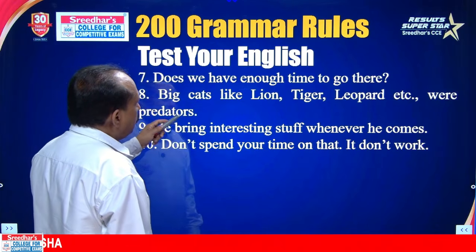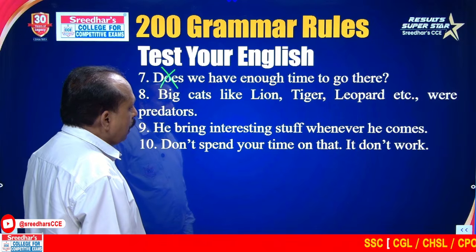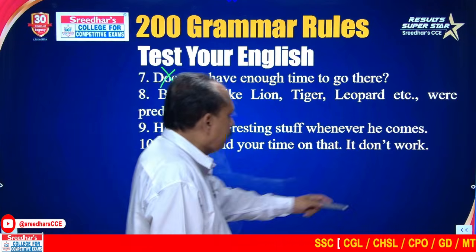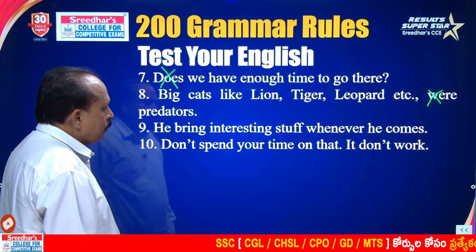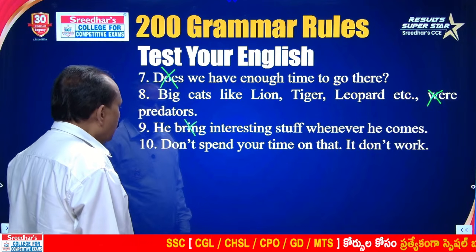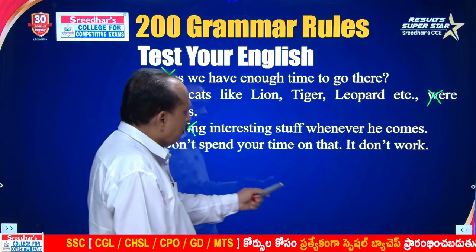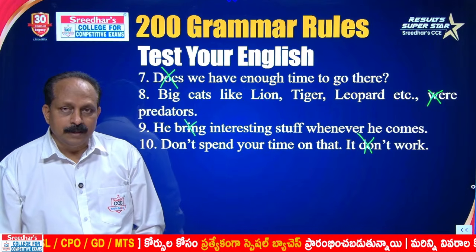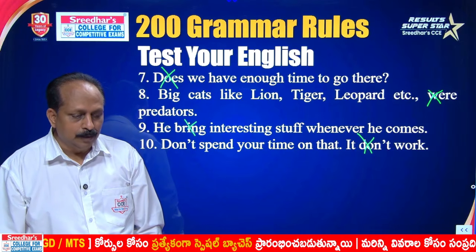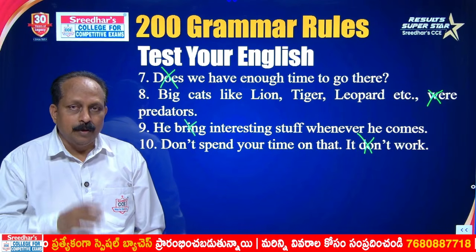Does we have enough time to go there? Big cats like lion, tiger, leopard, etc. were predators. He bring interesting stuff whenever he comes. Don't spend your time on that. It don't work. Nothing wrong with the first one, but here, it don't work. I have brought 10 sentences. All the 10 sentences are wrong based on grammar rules that go with core grammar.